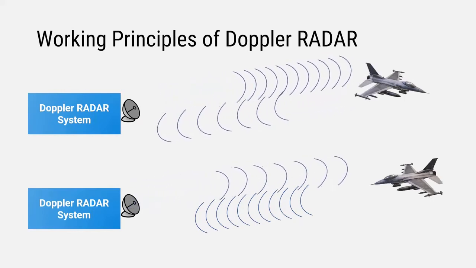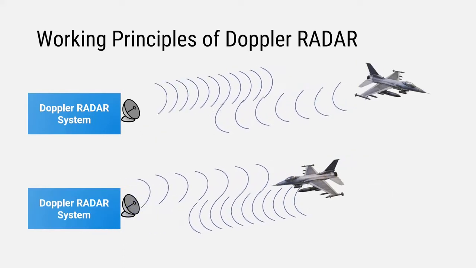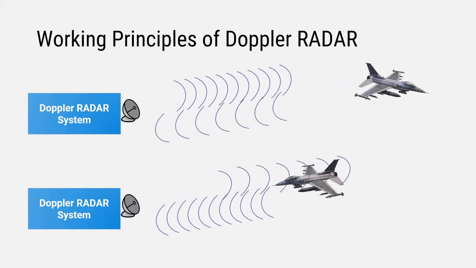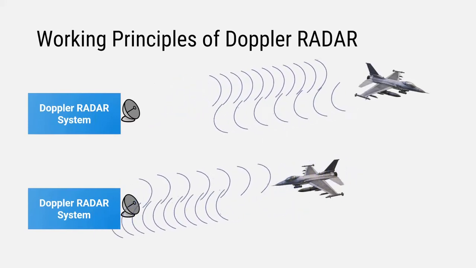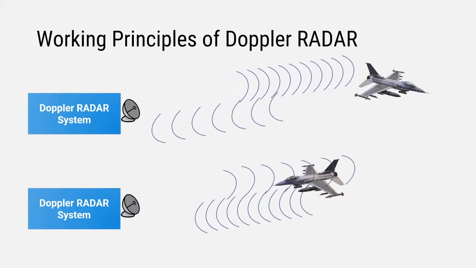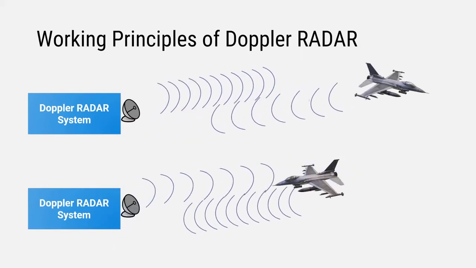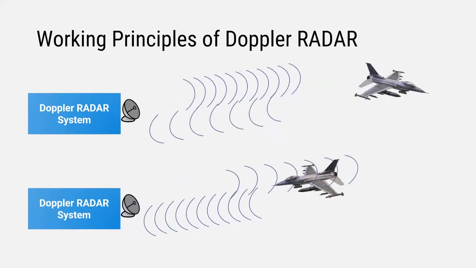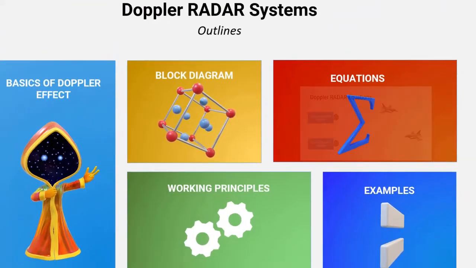When we come to the second case, when the target is moving towards the Doppler radar system, we can see the received signal frequency is increased. Suppose we have a transmitted frequency f0, then the received frequency is going to be f0 plus fd, the Doppler frequency. So this is the basic working principle of Doppler radar systems. Now we will see some equations with respect to these two cases. So let's go ahead with the equations part.